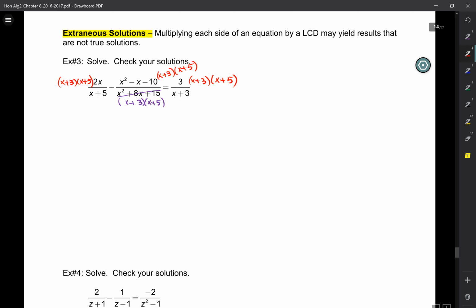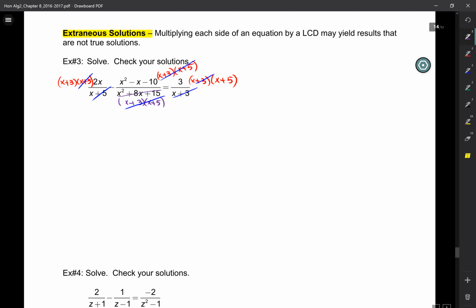Okay, and you know what? Let's go ahead and factor this numerator as well. How much would that be? X, oh, you can't. That's right, even better. Okay, so let's see what we can cancel. The x plus 5s, everything here, and then the x plus 3s.